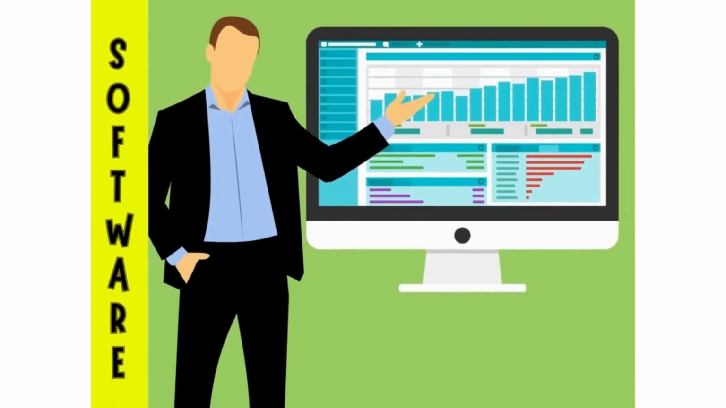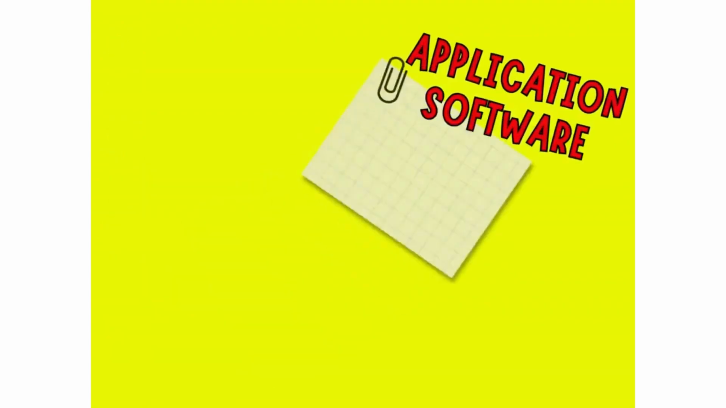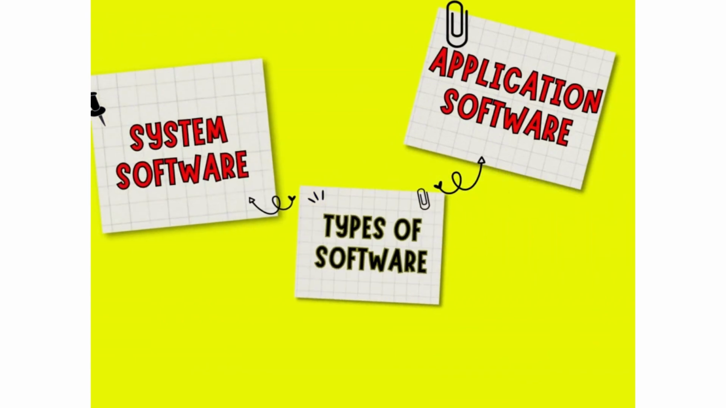Today, we are going to talk about software. Software refers to the instructions or programs that make the computer work. There are two types of software: system software and application software.